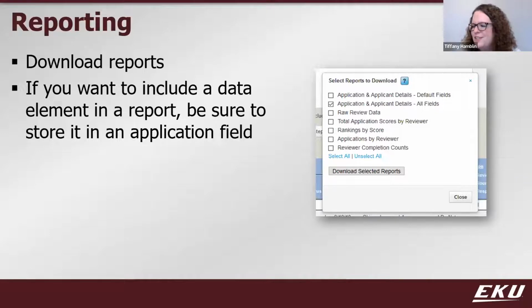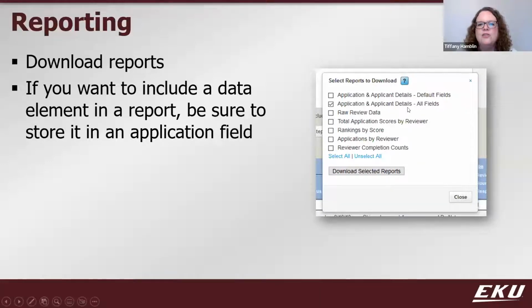So we're almost finished here. Just a couple more things. Reporting from within. So just from the grid for your competition, you can just select the reporting option. You'll have the little box that comes up. And I usually choose application and applicant details, all fields for this one, because I don't really have a reason to need the raw review data or really anything about how that review process looked. I'm just looking for some data on the application and its status.